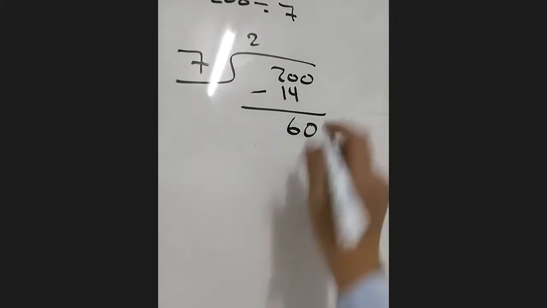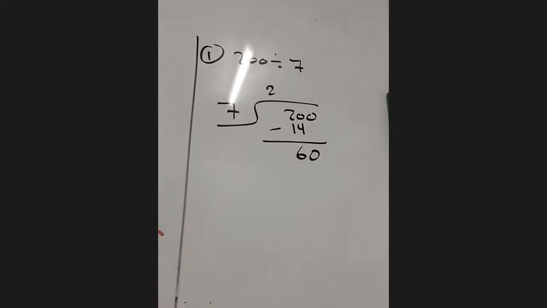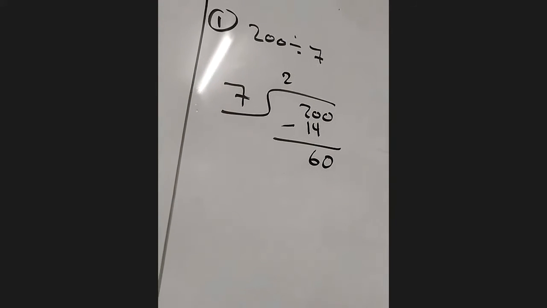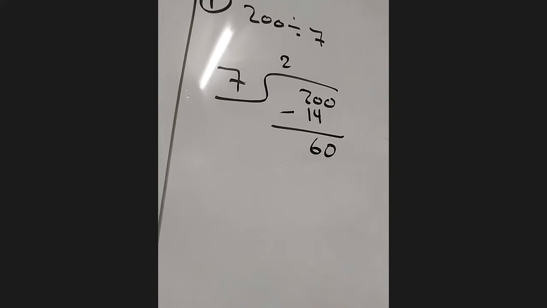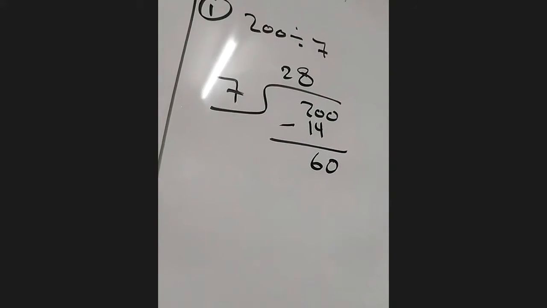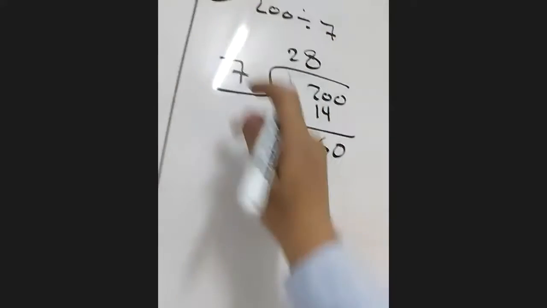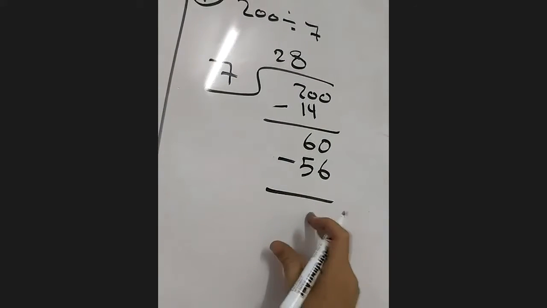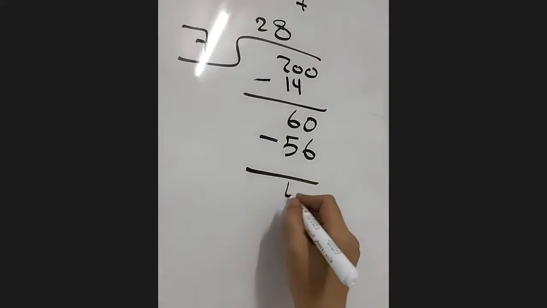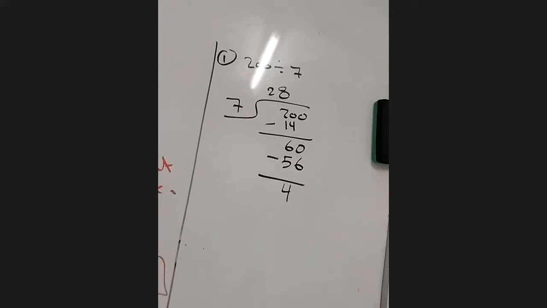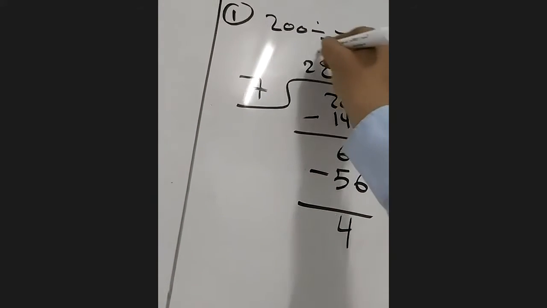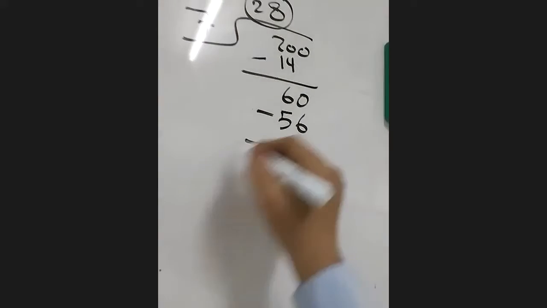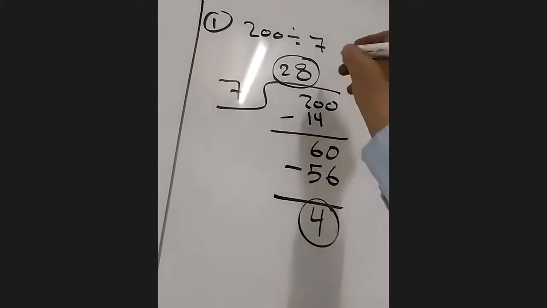Then we bring the 0 down. It will be what? 60. Now 60 divided by 7, how much? 8, right? 8 multiplied by 7 is 56. 60 minus 56, how much? 4. So how many tents can we make? 28. How many poles are left over? 4. Got it?